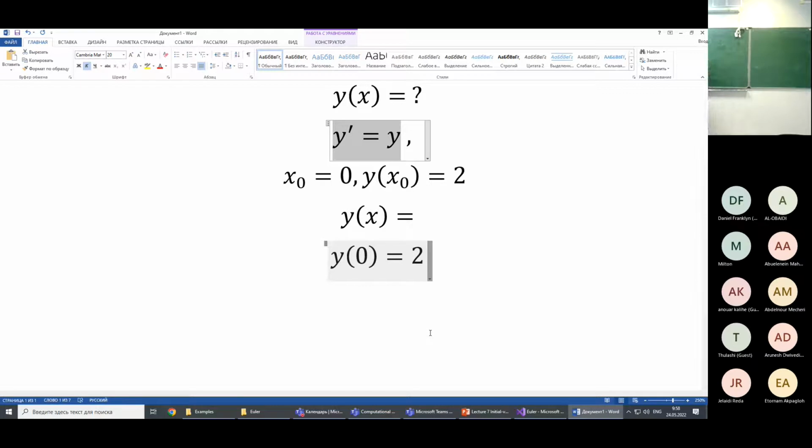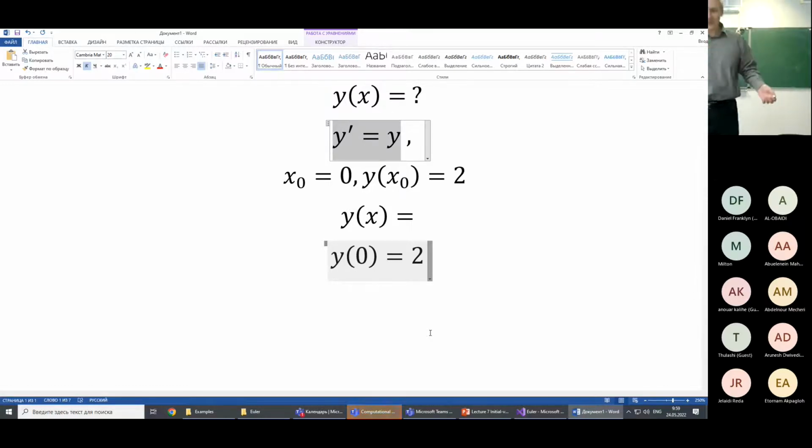You can take any other function. For example, let's consider sine x. What is the derivative of sine? Cosine. Are y of x and y prime of x the same? No. Y of x equals sine x, y prime equals cosine x. But this equation tells us that y prime equals y.